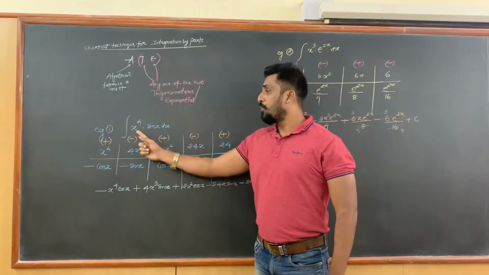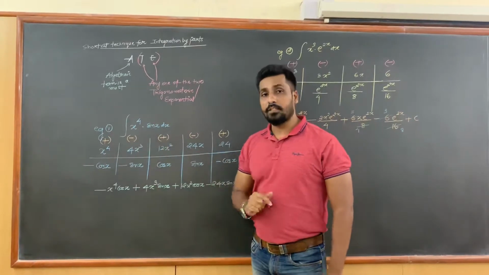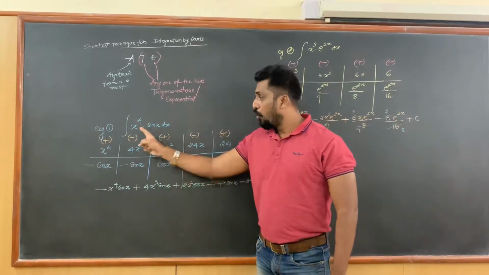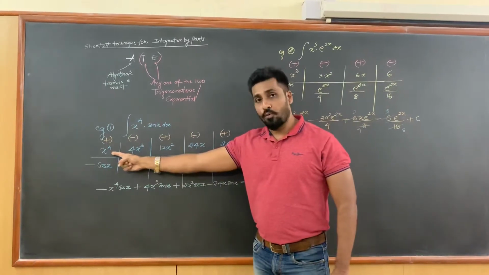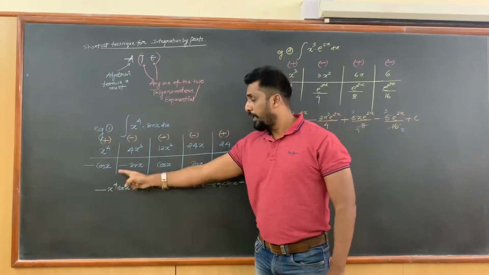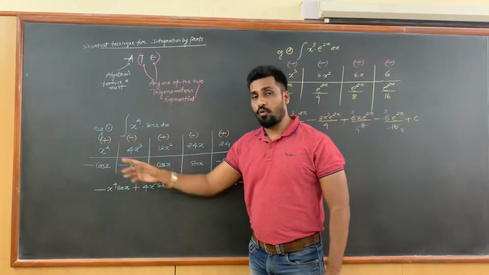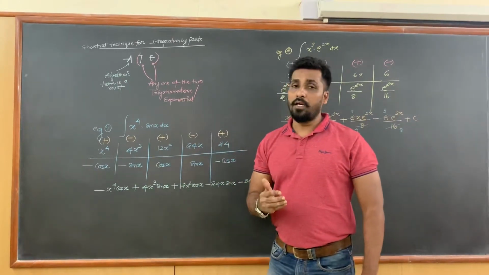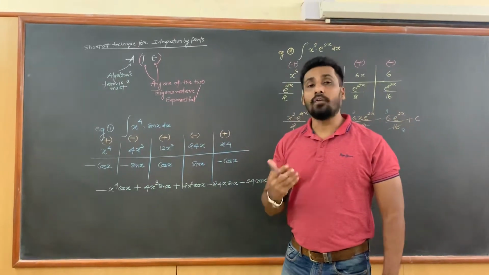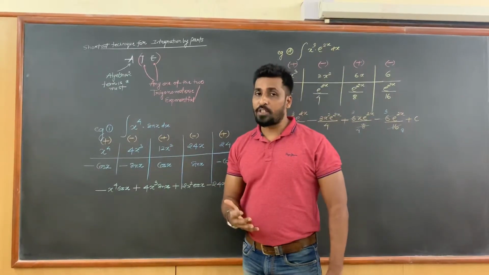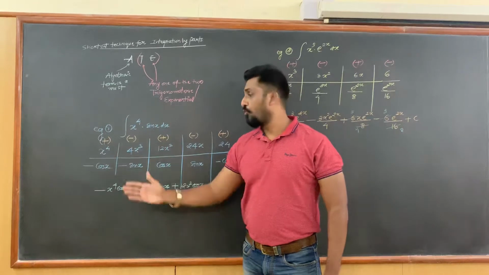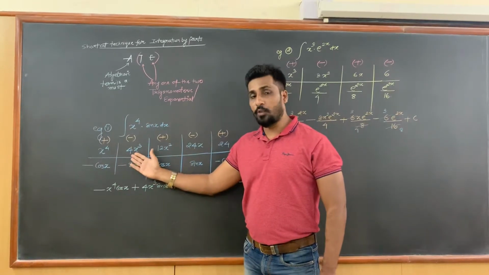So I have taken this example, x raised to 4 into sin x. Observe carefully. Which is the algebraic function? It's x raised to 4. So write x raised to 4. Make a table in which I have written the first term as x raised to 4. Now you are very much familiar with differentiating a particular function. If I ask you the derivative of x raised to 4, it is very easy, 4x cube. I have written 4x cube here.